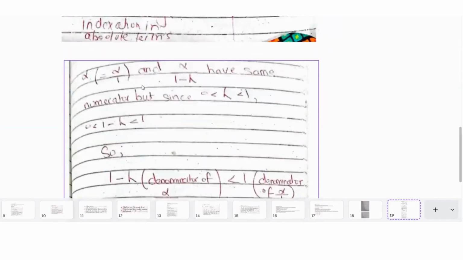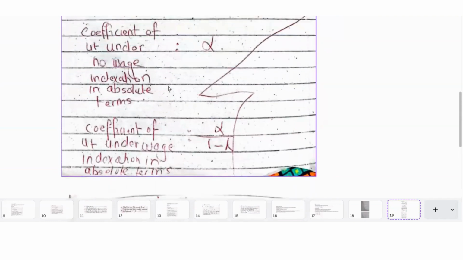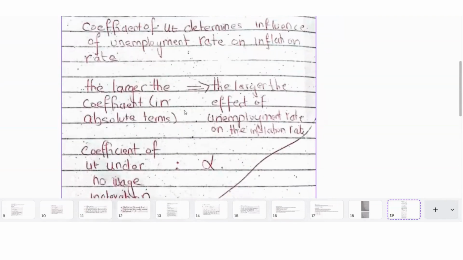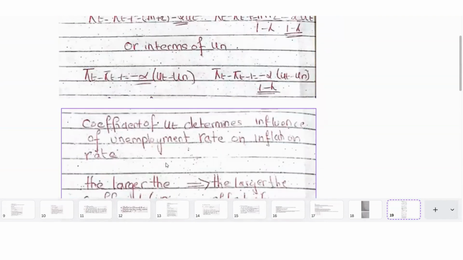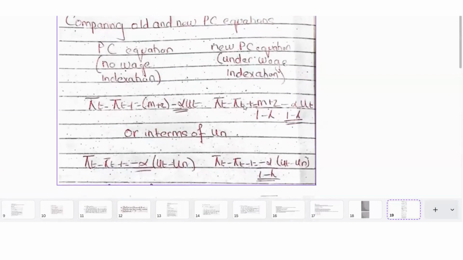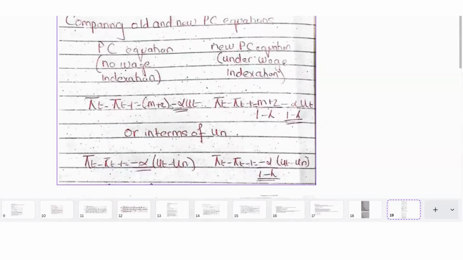And hence, since the coefficient of ut under wage indexation in absolute terms is greater than the coefficient of ut under no wage indexation in absolute terms, we can say that wage indexation increases the effect of changes in unemployment rate on the inflation rate. Because, like we said, the coefficient of ut determines the influence of unemployment rate on the inflation rate. The larger this coefficient in absolute terms, the larger the effect. The coefficient in absolute terms here is alpha by 1 minus lambda, and here it is alpha. So this coefficient is greater than that one, and the effect of unemployment rate on the inflation rate is higher under wage indexation.